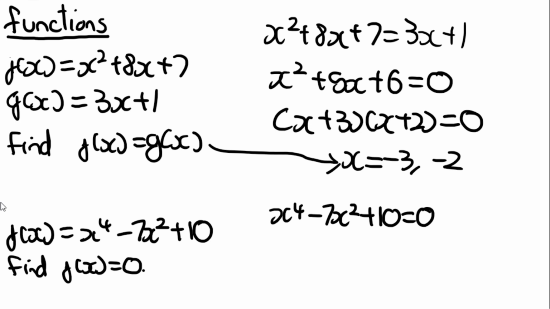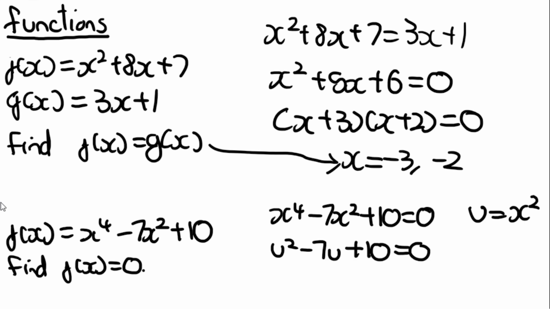You could say that, I don't know, u is equal to x squared. Well, then you could make this u squared minus 7u plus 10 is equal to 0. And then this becomes a lot easier, because then you can just factorise this to go u minus 5, u minus 2 is equal to 0. So then you could say that u is equal to 5 and 2.